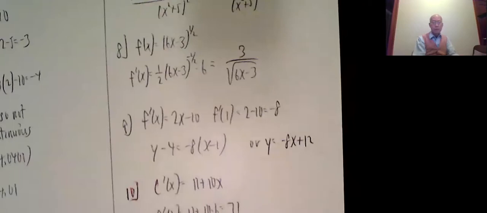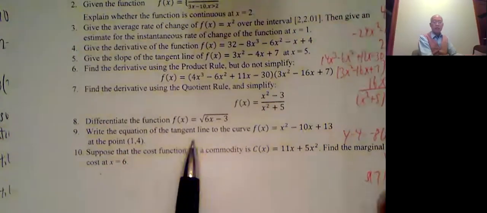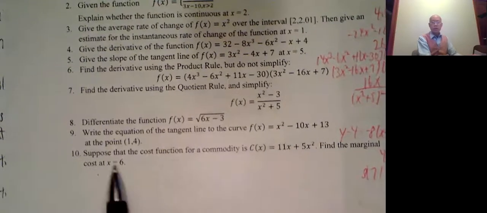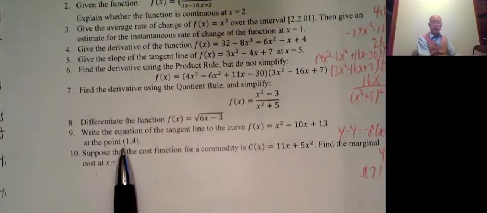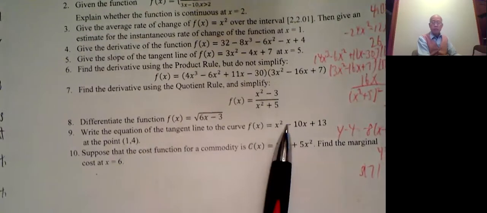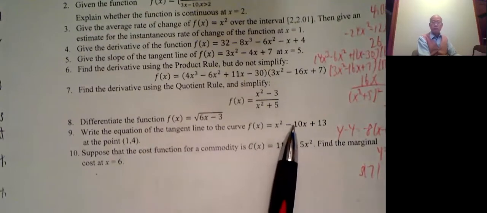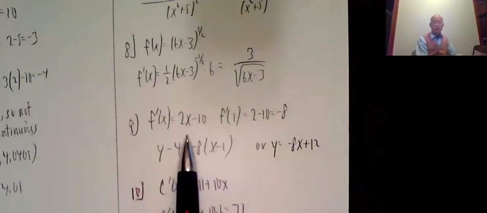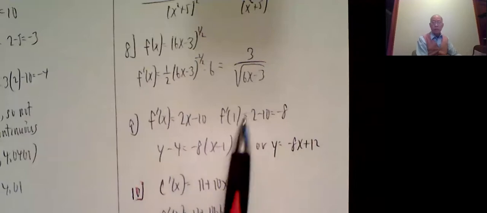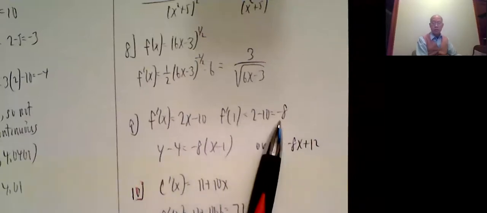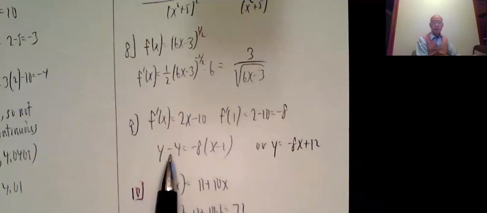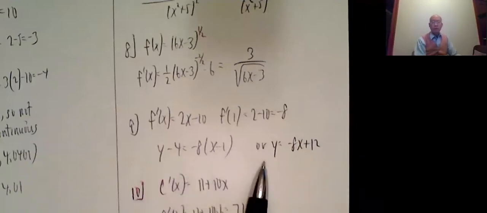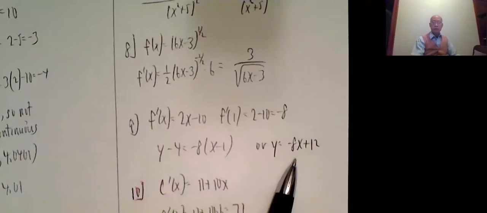Number 9, write the equation of the tangent line to the curve f of x equals x squared minus 10x plus 13 at the point 1, 4. Okay, so you have the point. I need the slope, and then I throw it into the point slope form. So the slope derivative is 2x minus 10. Then I plug in 1. 2 minus 10 is negative 8. So that's my slope. So y minus y1 equals m times x minus x1. You could leave it like that, or if you want to do some more algebra, y equals negative 8x plus 12.